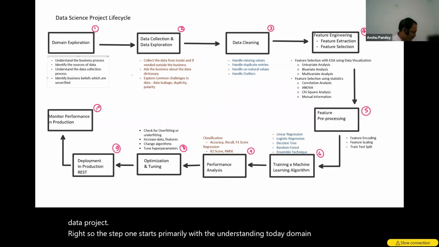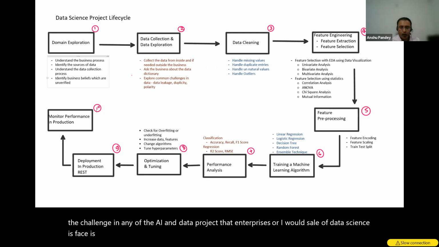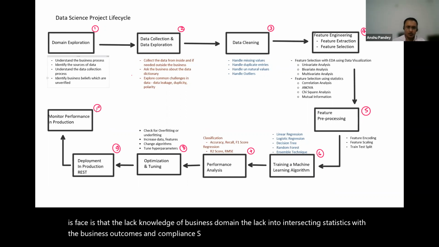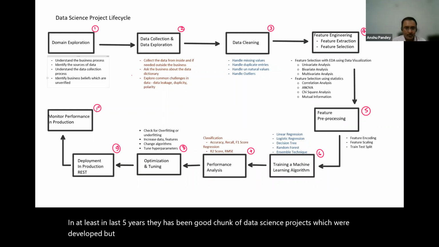One of the challenges in any of the AI and data projects that enterprises, or I would say a lot of data scientists face, is that they lack knowledge of the business domain. They lack the ability to intersect statistics with the business outcomes and compliances involved in that specific business domain. And that's where, at least in the last 5 years, there has been a good chunk of data science projects which were developed but not deployed in the industry.